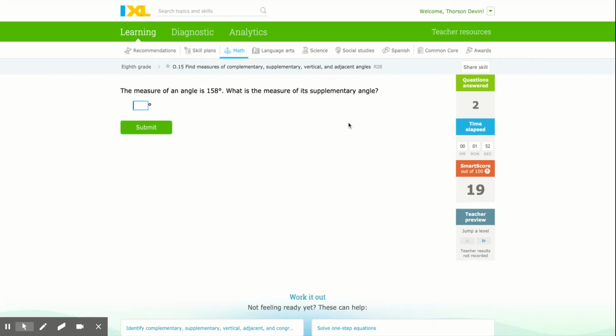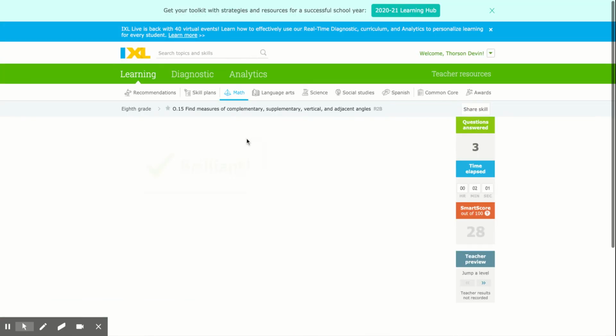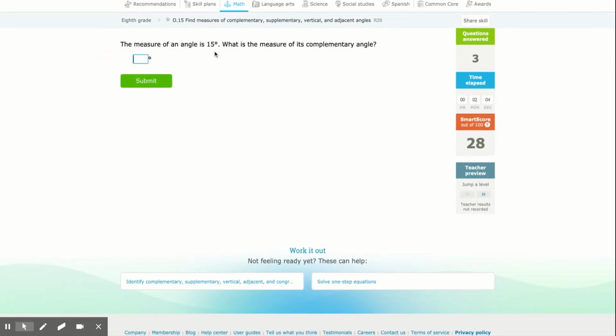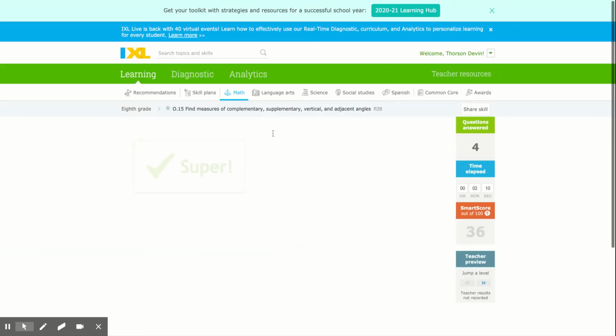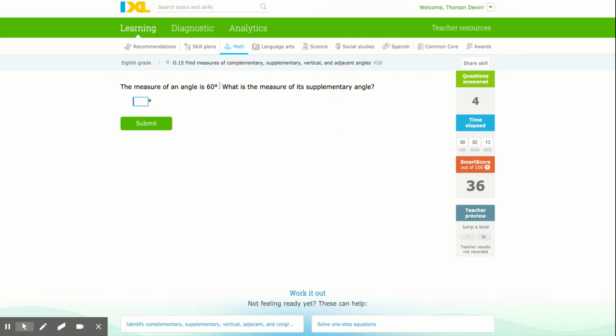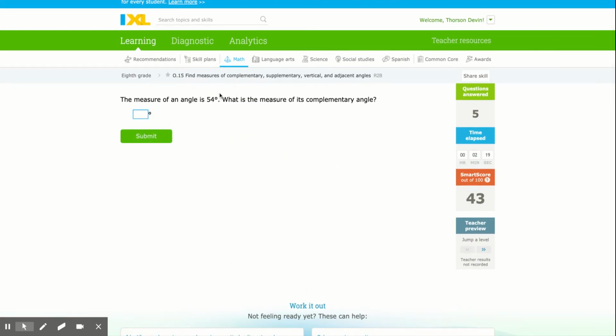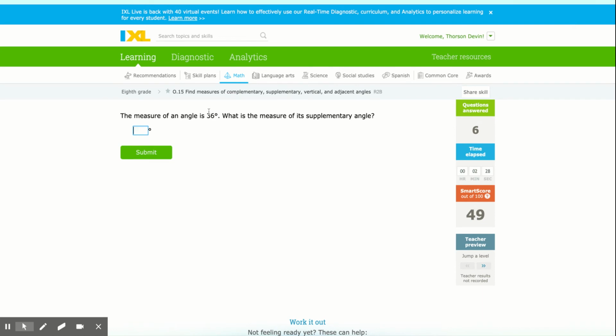Okay, I'm going to just go quickly on this one. Since it's supplementary, I'm going to do 180 minus 158, and that's going to be 22. Complementary, the two must add up to 90, so 90 minus 15 is going to be 75. Supplementary is 180, so 180 minus 60 is 120. Complementary adds up to 90, so 90 minus 54 would be 36.